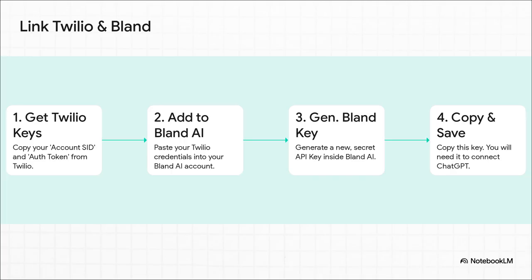You'll make free accounts on both. Then from Twilio, you'll grab your Account SID and your auth token. Think of them like a username and password. You'll paste those into Bland AI, and that tells Bland, hey, use this cheap Twilio number. Once that's done, you'll generate an API key inside Bland AI. Copy that key and keep it somewhere safe. It's the secret password that lets our ChatGPT brain talk to our phone service voice.